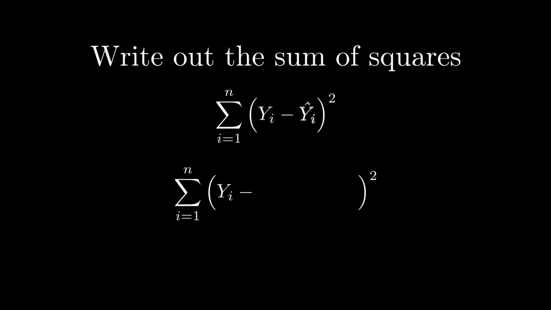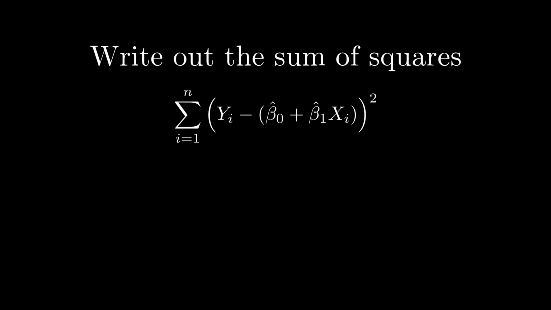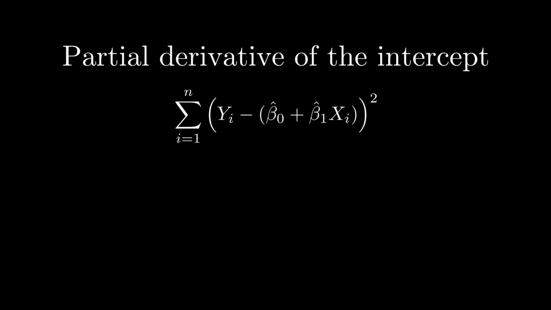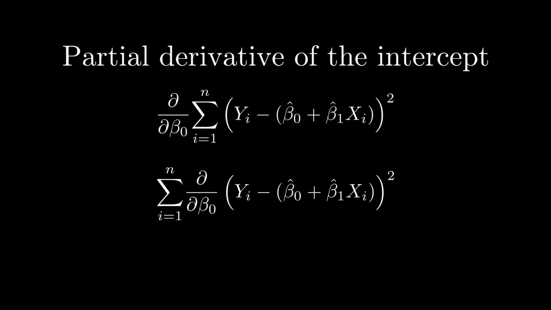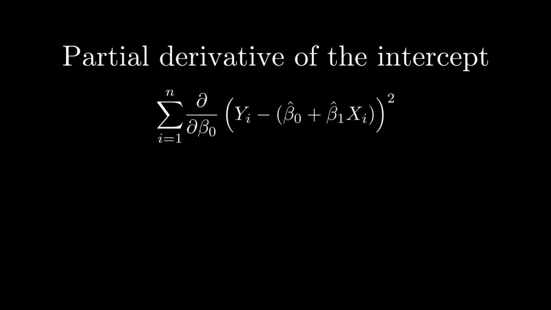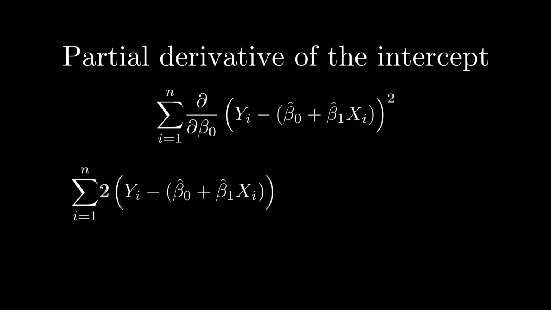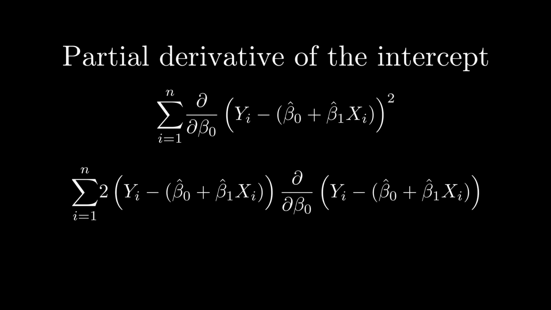Write out the sum of squares, the vertical distances from the data points to the regression line. Square those distances, add them up, and substitute in the equation of the regression line using the slope and intercept we plan to find. The derivative is a linear operator, so we can take the derivative inside of the sum. The stuff inside of the sum is a function of beta 0, so following the chain rule, the 2 comes down, the function of beta 0 remains, and we multiply by the derivative of the function of beta 0.